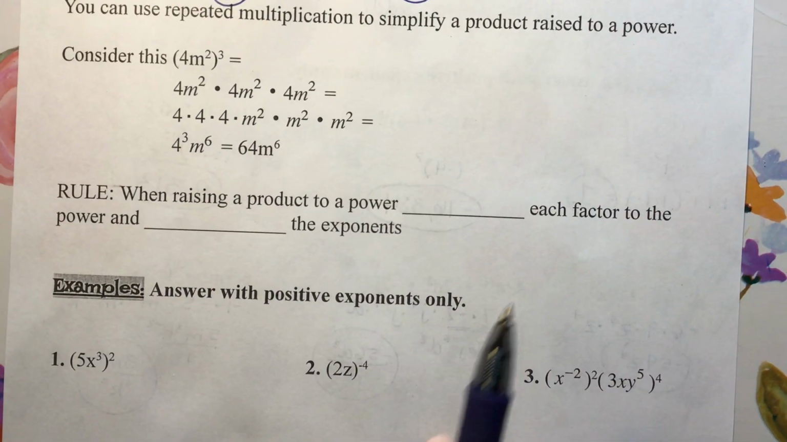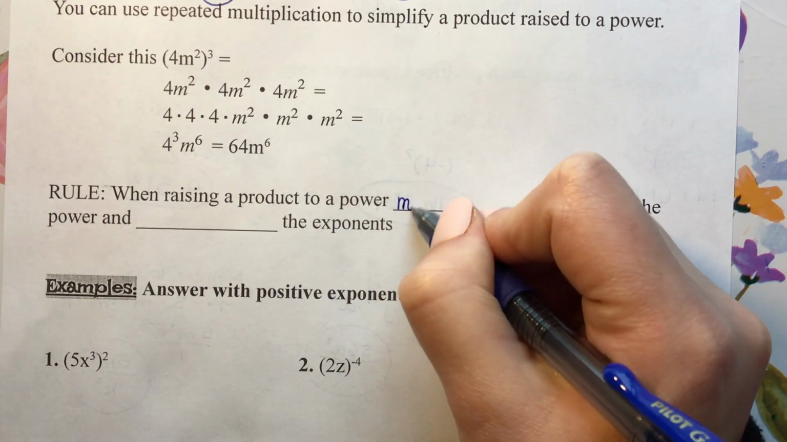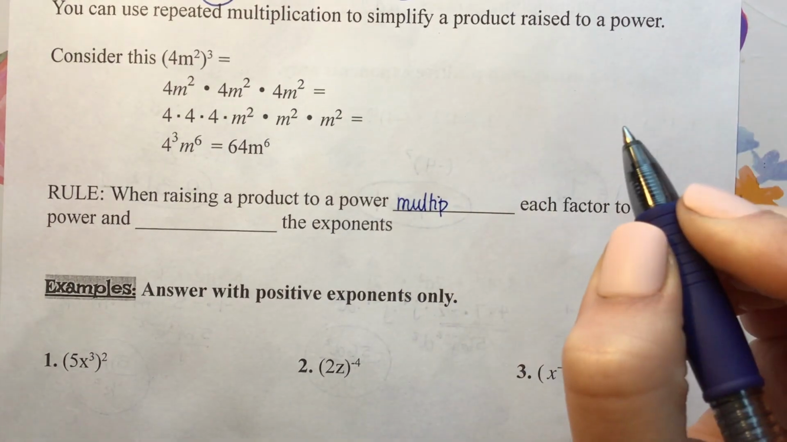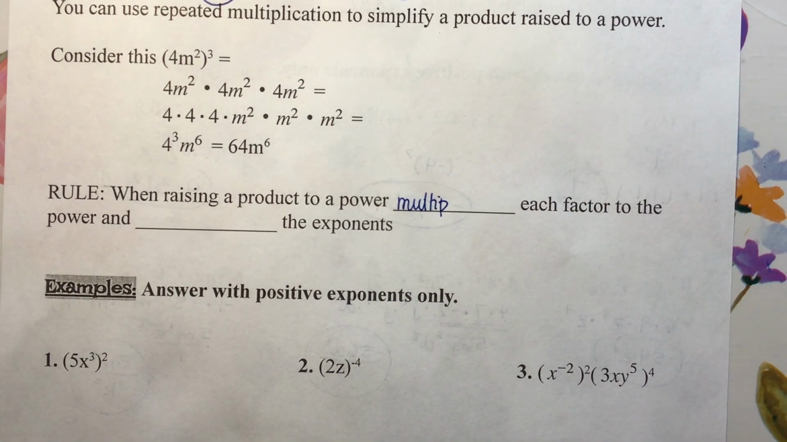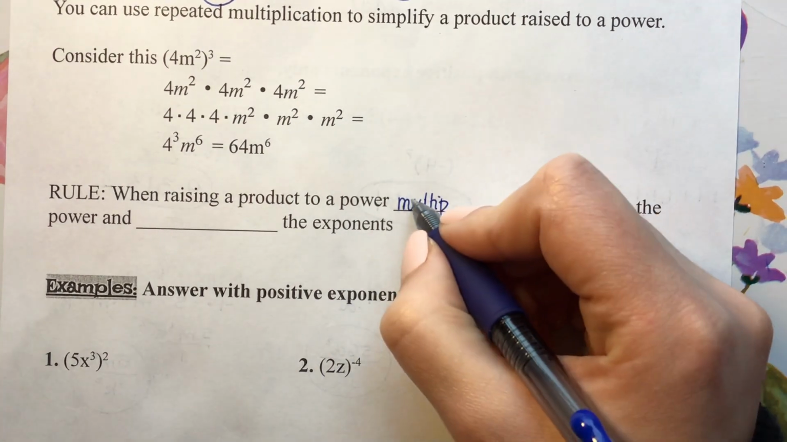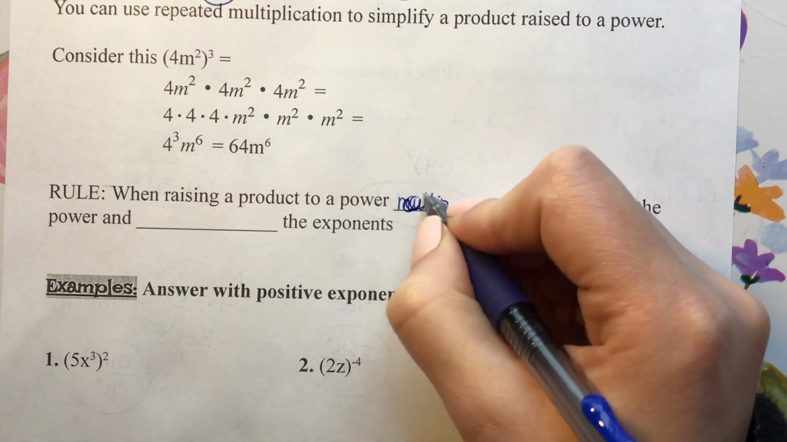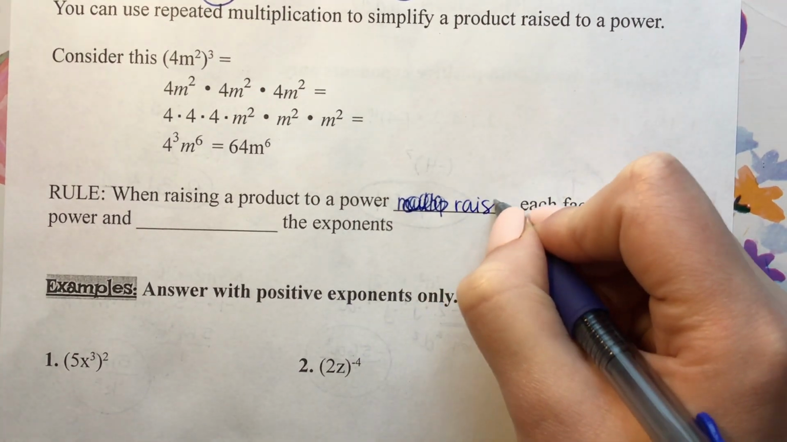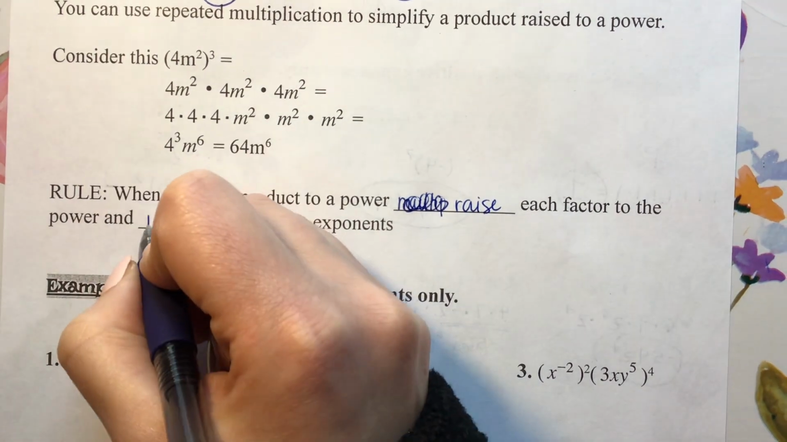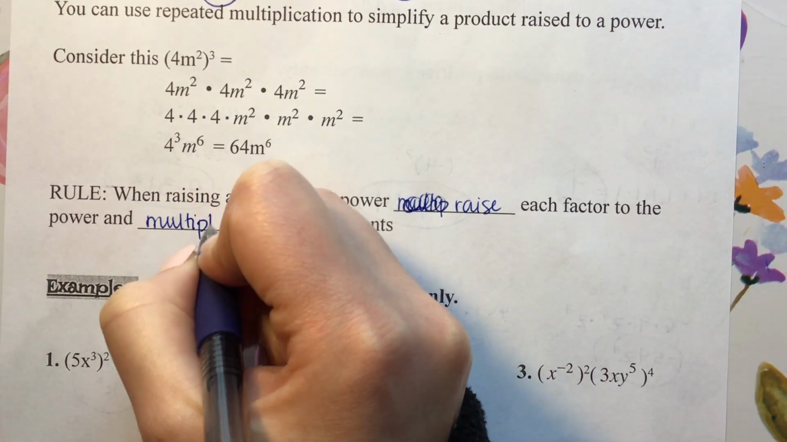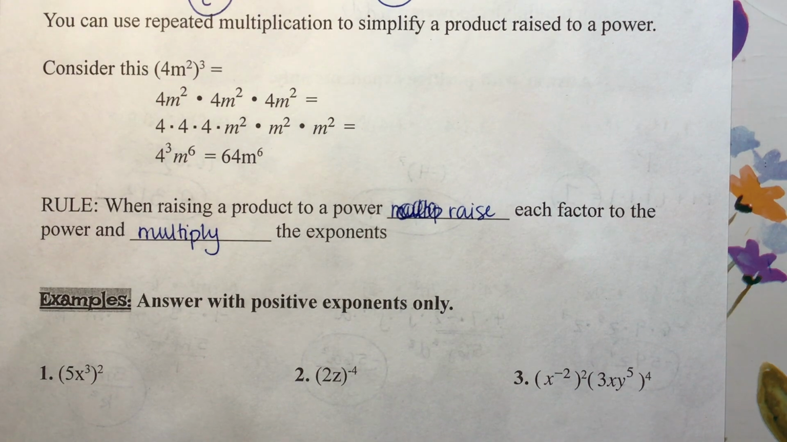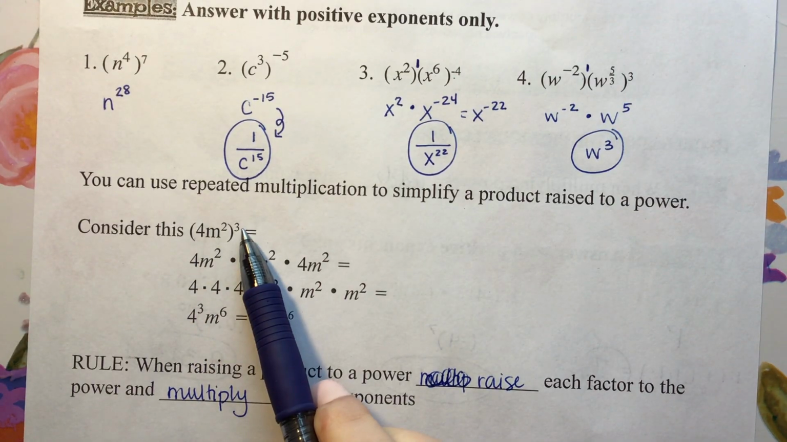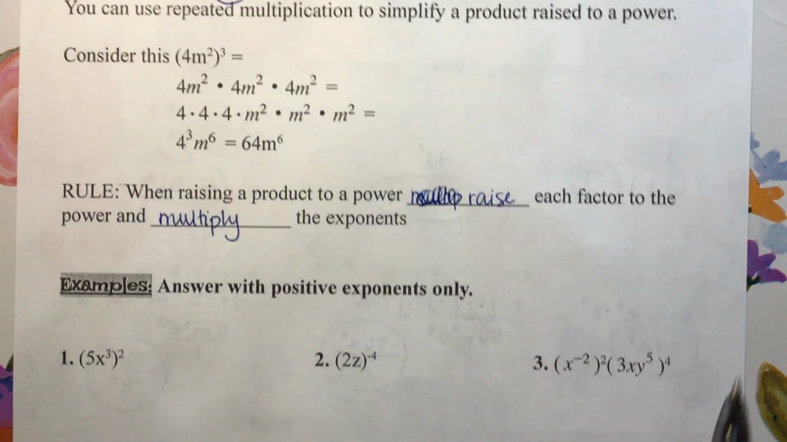So when raising a product to a power, raise each factor to the power and multiply the exponents. I'm actually going to say raise each factor to the power, I feel like that would be better. In other words, I'm going to raise 4 to the third power. That's what that's meaning there.